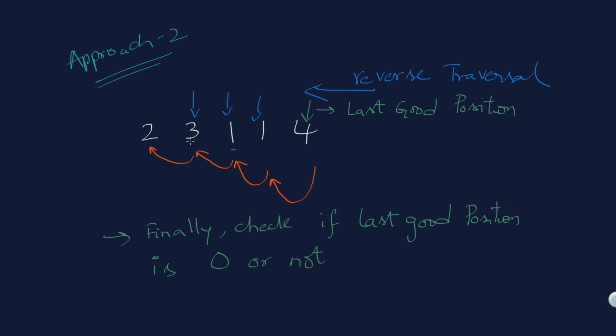So again we will traverse back to one more position. That is, we will be reaching index 0. Now we will check whether 2 can reach 3 or not. So now 2 can reach this last good position. So this will be our last good position. Finally we will check whether the 0th index is last good position or not. If the last good position is 0th index, then we will be returning true. If last good position is not 0, then we will be returning false. So this is our greedy algorithm approach.